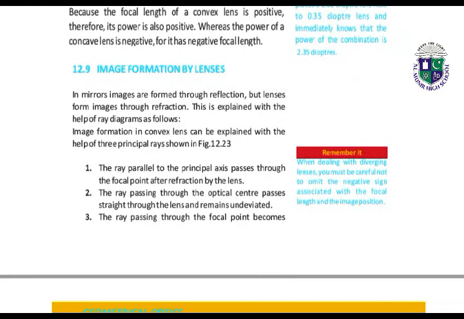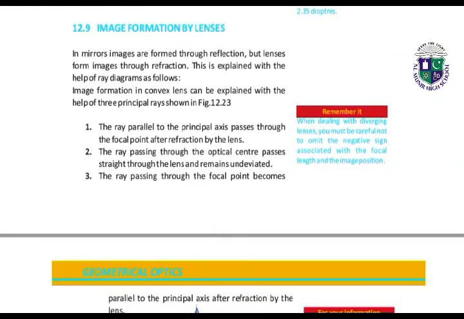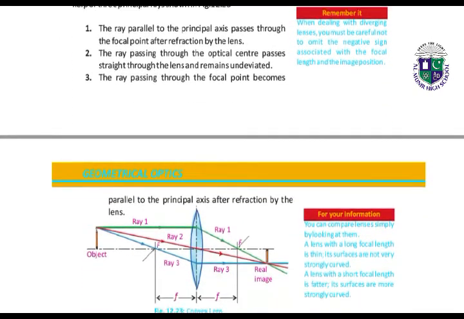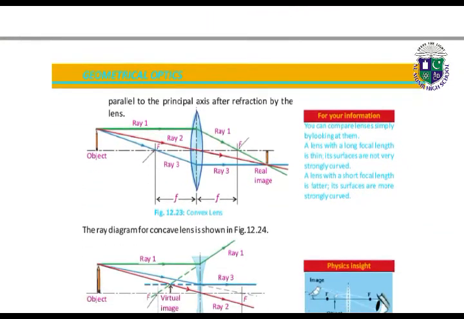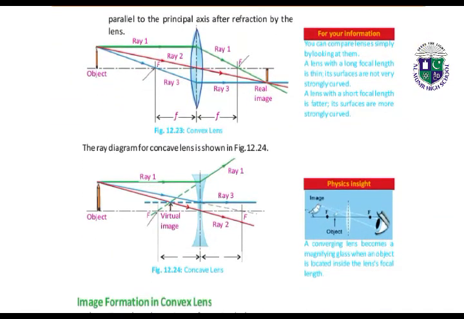Image formation by lenses. Now we have different images. Yes, these images are showing the images formed by the lenses. Look at this convex lens image. Here we have the object. Here we have the real image. Here we have the point F. So after passing through the lens, it will form the real image.